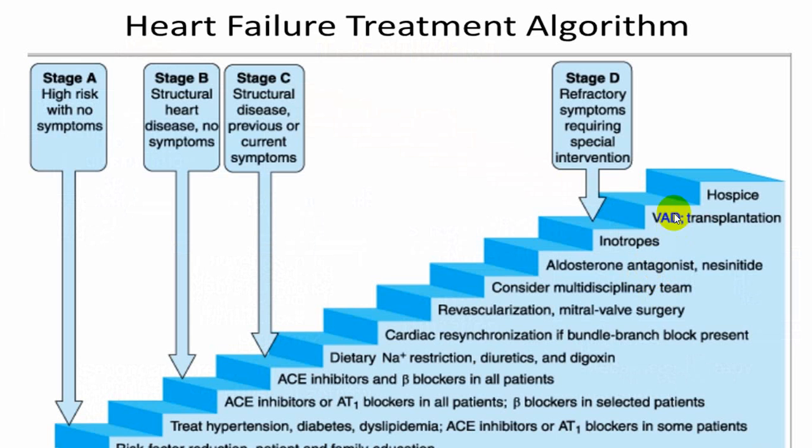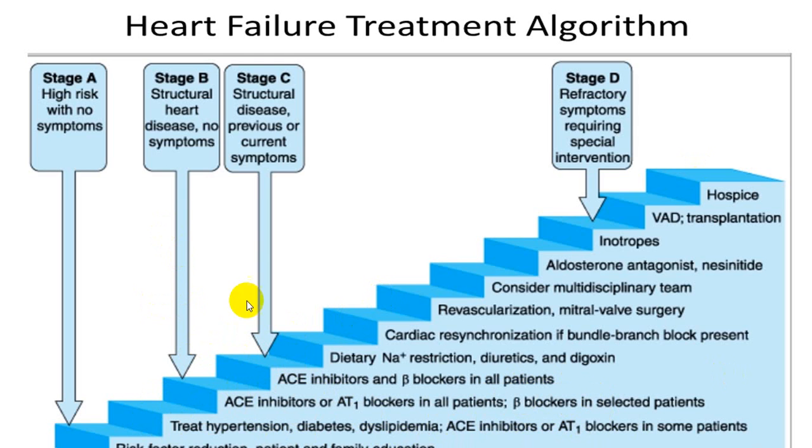Same thing mentioned, combination. First, stage A, reduce risk factors. You have to explain to the person. As he goes to stage B, you can go for rigid control of hypertension, diabetes, dyslipidemia. You can add ACE inhibitor and beta blocker, particularly selective ACE inhibitors and selective beta blockers.